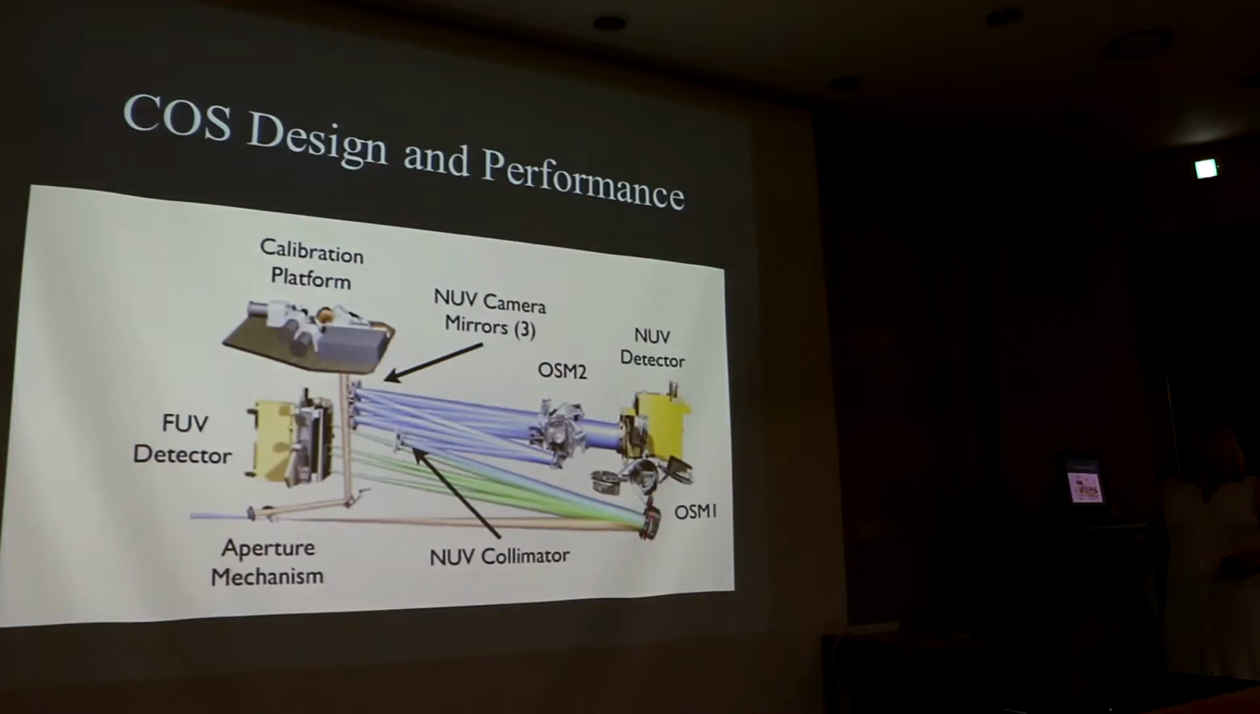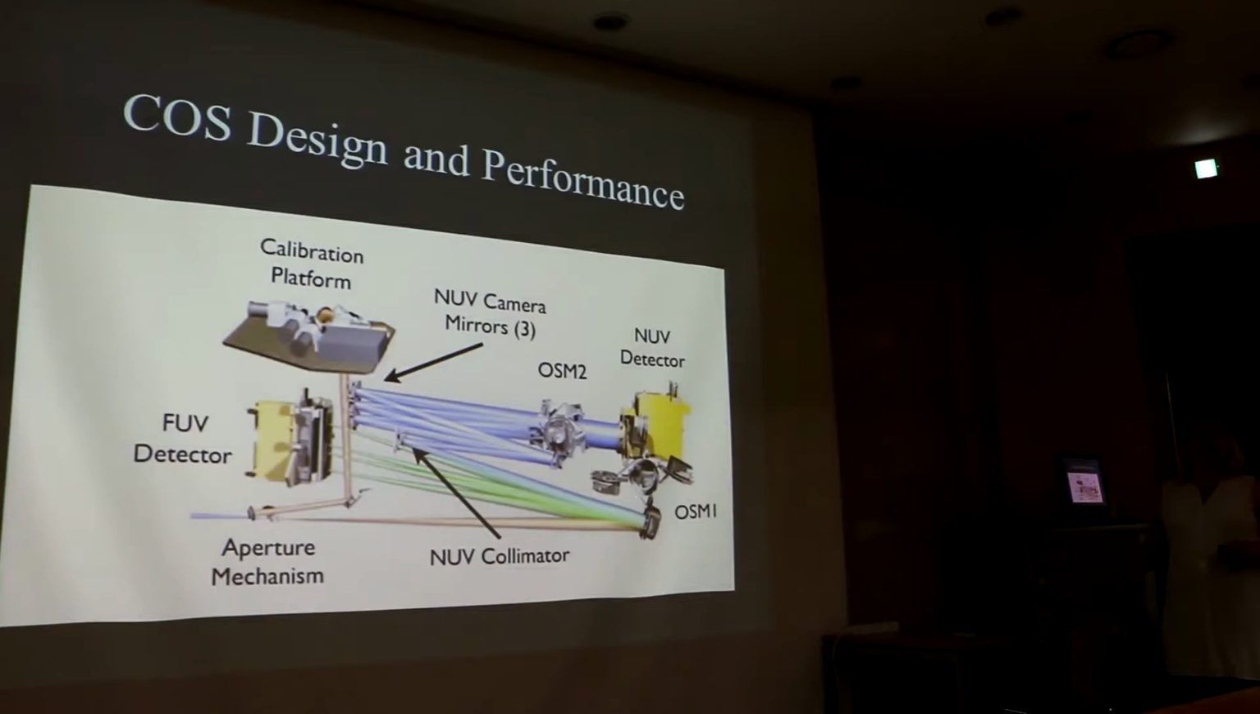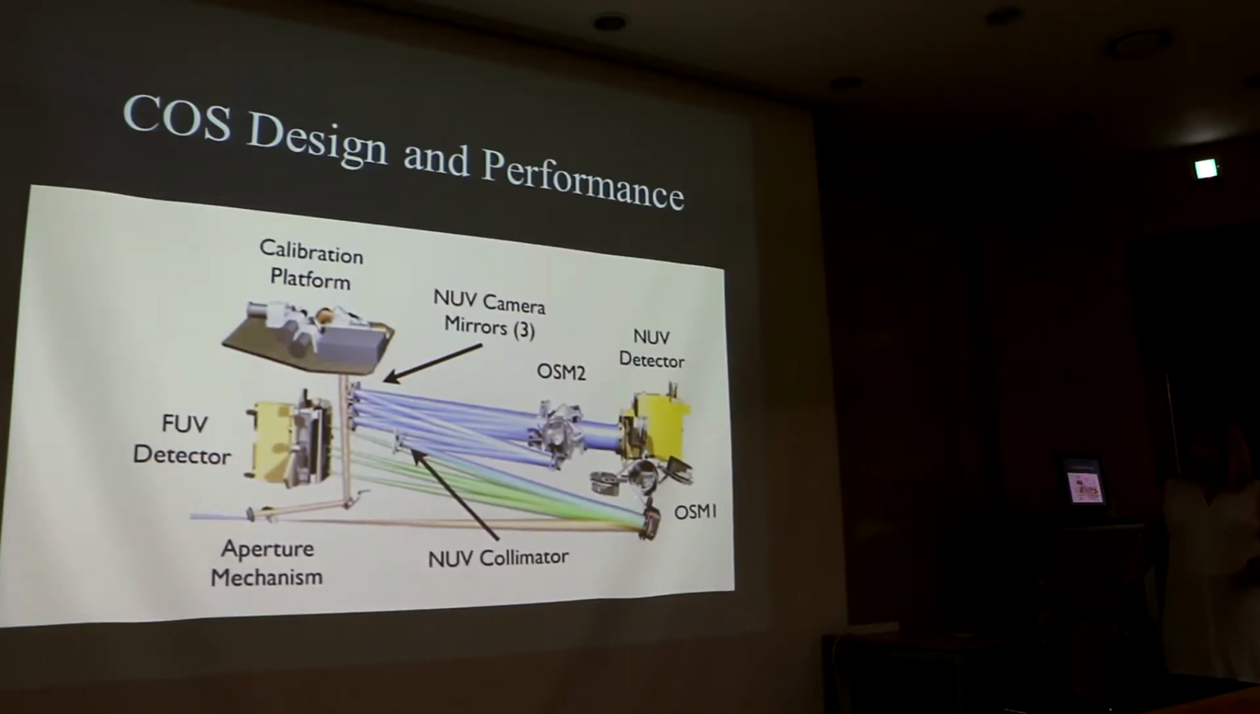Every time you reflect, every time you use a mirror in the ultraviolet, you lose half the light. So 50% of the light is gone for every reflection. So you don't want a lot of reflections. So the Cosmic Origins Spectrograph was more sensitive than any other instrument because we had 1 reflection. The light comes in here, it hits the diffraction grating, and it goes straight to the detector.